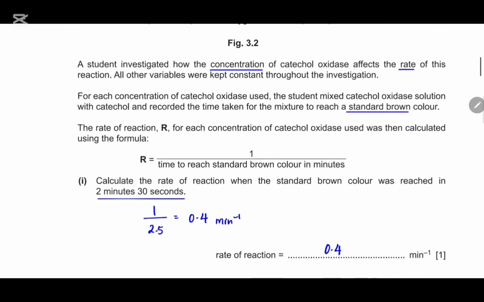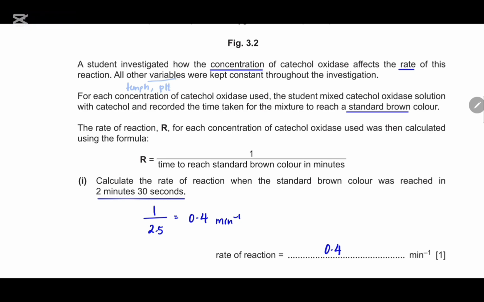The student investigated how the concentration of catechol oxidase affects the rate of this reaction while keeping all the other variables constant. A good revision would be having the knowledge at the back of your head of what other variables should be kept constant, useful for your paper 3 and also paper 5, especially your practical. For example, temperature and pH can be kept constant.